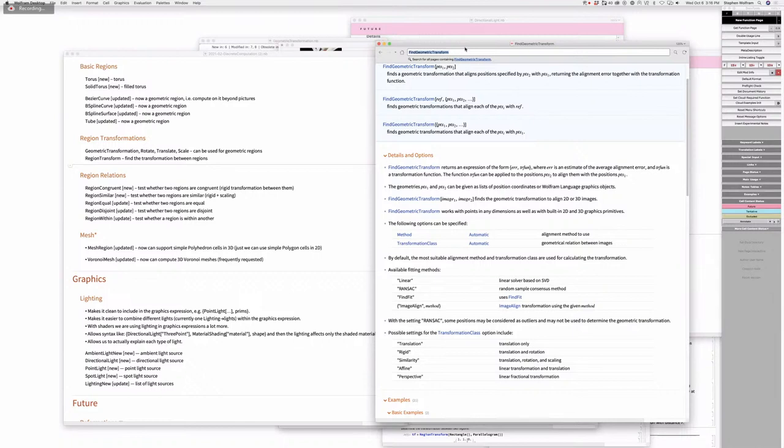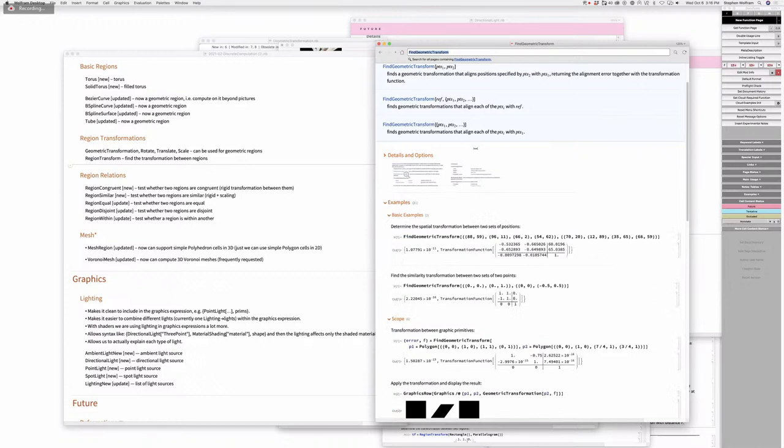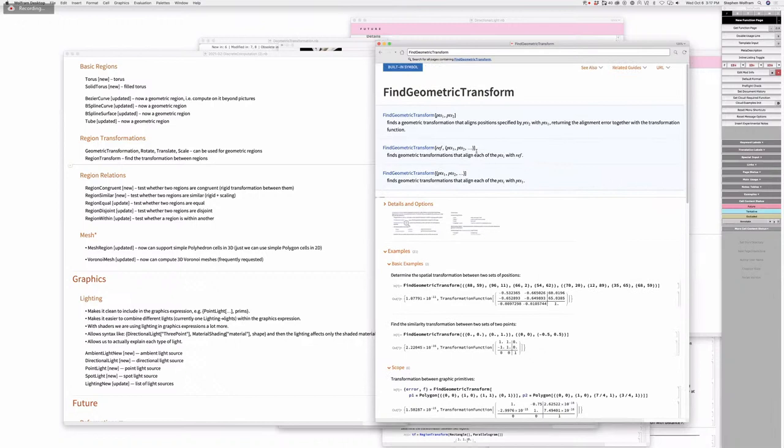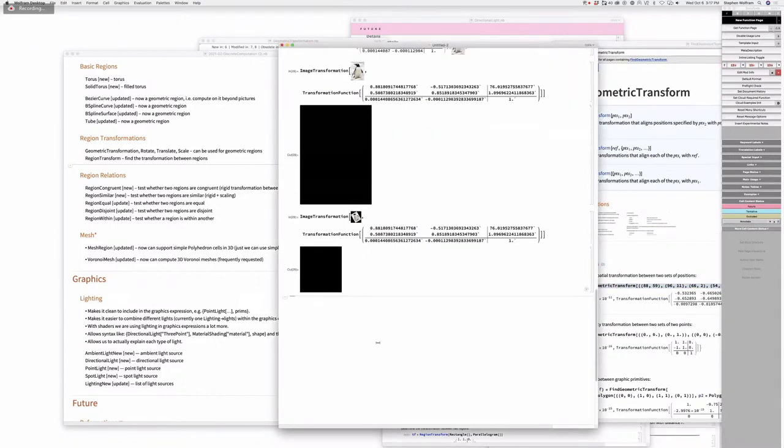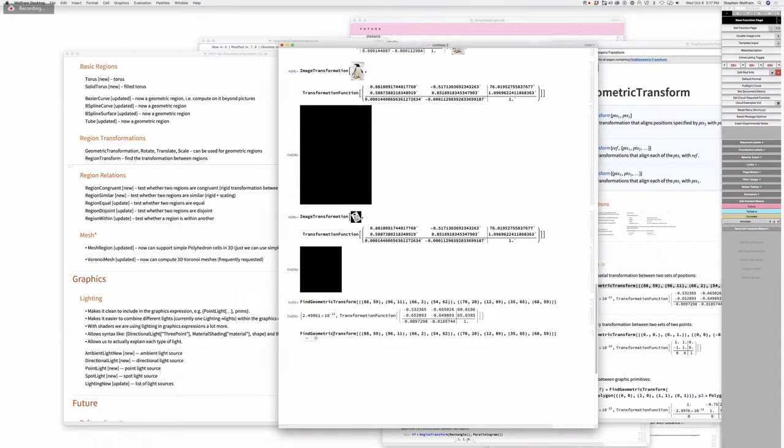It does, yes. No, it does. That's why I'm asking this. A point is a geometric region, right? Is it Point, P-O-I-N-T, or is it a point like this one? In other words, can I take this example here and say FindGeometricTransform? Okay, and now I say, oh God, this is a mess, guys.